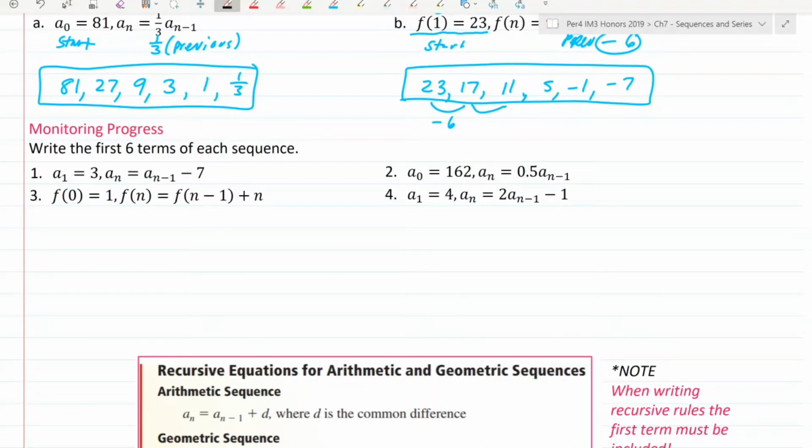All right, so hopefully you paused and did those. So I'm going to go ahead and do 1 and 2. I'm just going to do them right here so I can give myself some room to do the other ones. So for number 1, we start at 3.